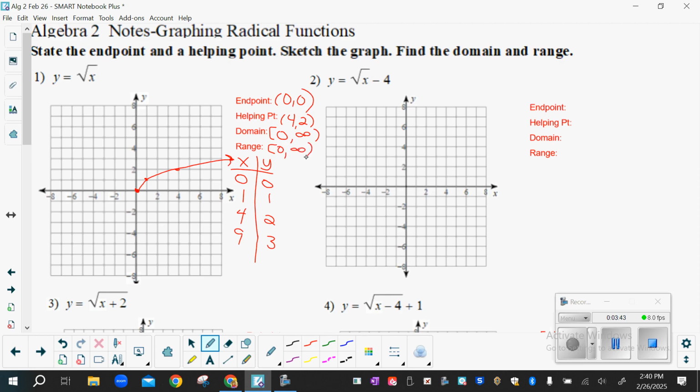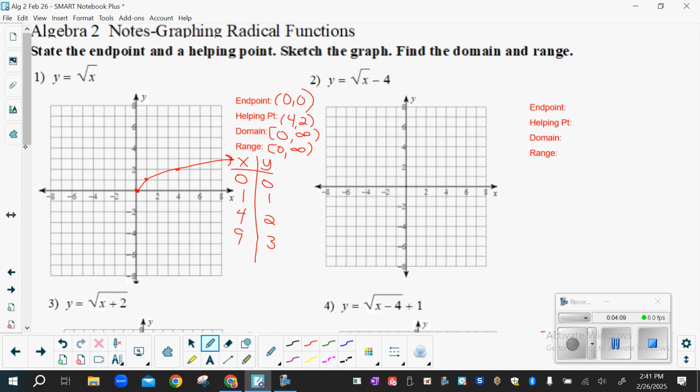Good. So for my domain, starting here, my x value at this point is 0, and I go to the right, 0 to infinity. For my range, I'm going up and down, it starts at 0, and even though this is going this direction, it's still going up, so it's going up to infinity. Questions on that?